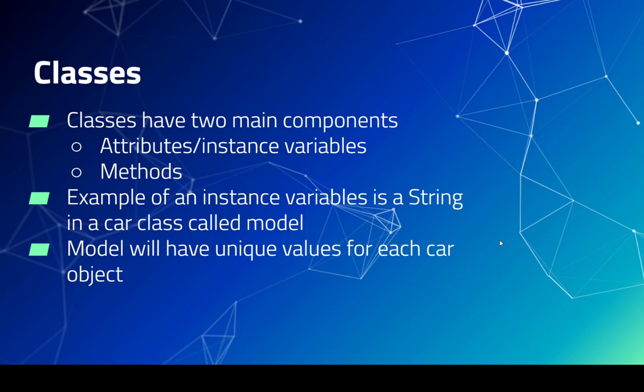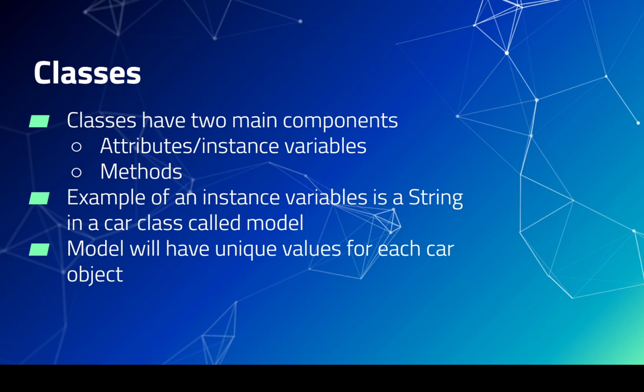Now I'm going to start talking about classes in terms of what it means when we're coding. Classes have two main components. They have attributes, also known as instance variables, and they have methods. An example of an instance variable or attribute would be a string variable in a car class called model. It would just store a string which would have the model in it.